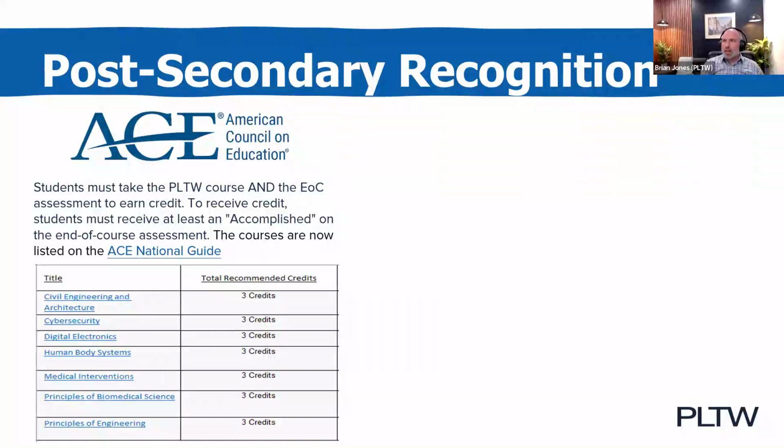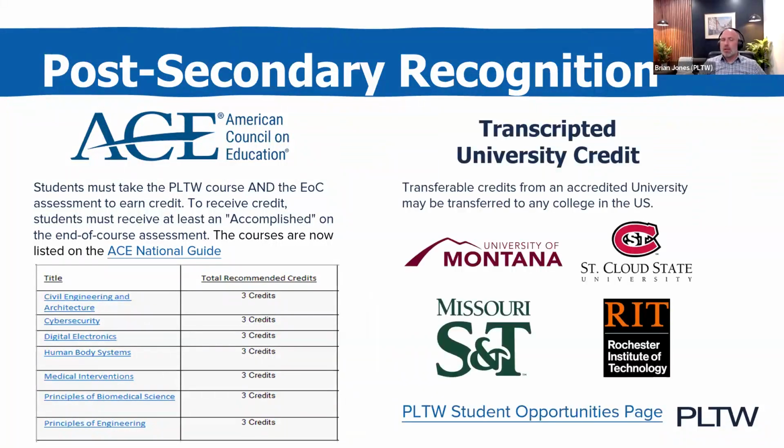The next thing here I want to mention is the transcripted university credit. So this is where a student could present their completion of the course and their EOC results to one of our four partners here, and they can purchase their credit from that institution. And once they have that credit, then that's now something that's a university accredited, you know, units of instruction that they can transfer to other places.